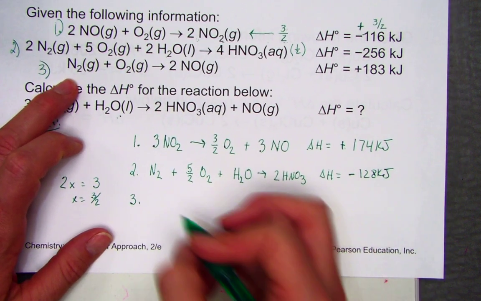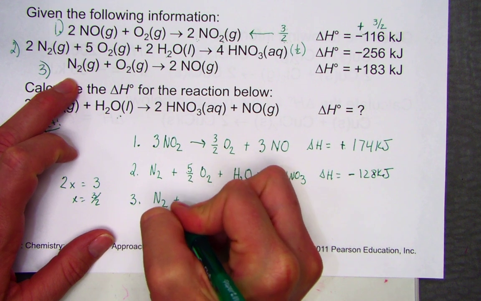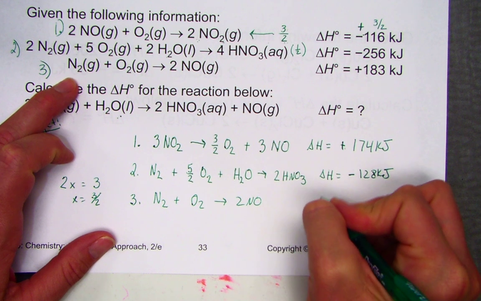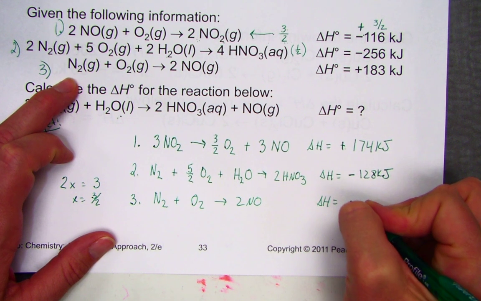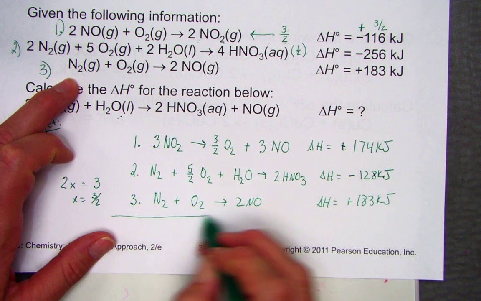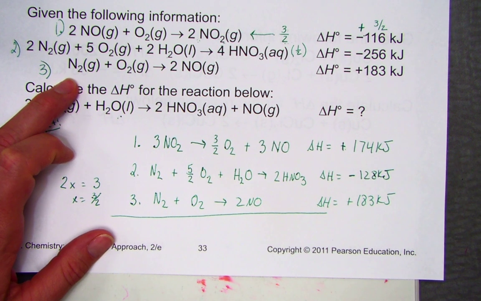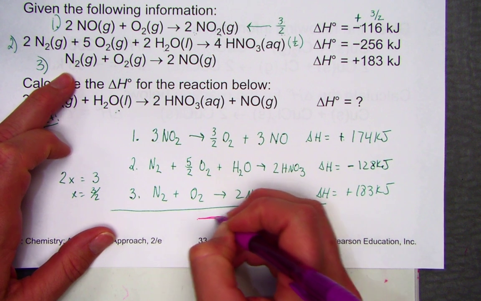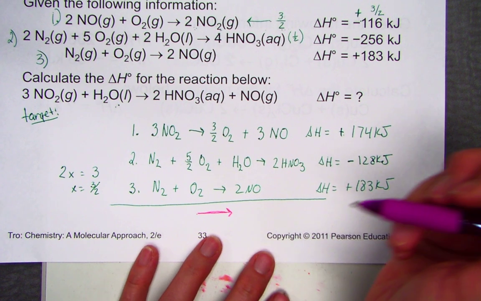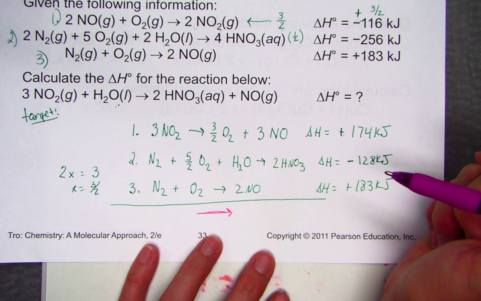Let's just rewrite it as it is. Leave it alone. N2 plus O2 gives us 2 NOs. And I didn't do a darn thing, so I'm just rewriting the delta H, positive 183 kJs. If we add these equations together, simplifying anything from the opposite sides of the arrows, cancel them out just as you would in algebra.